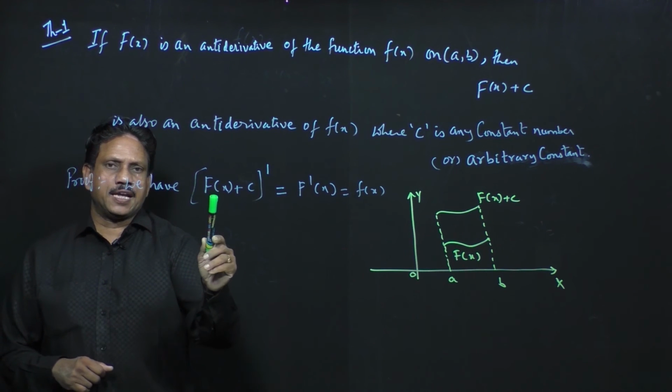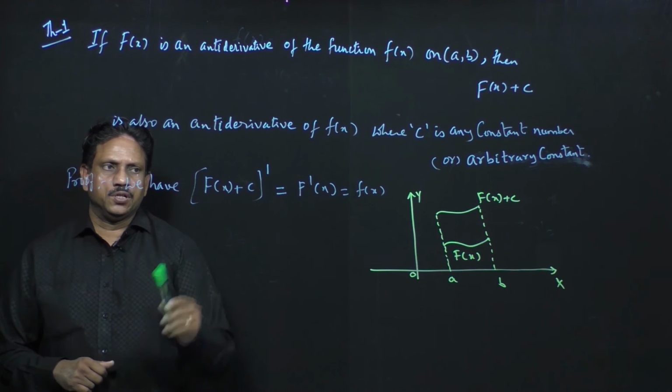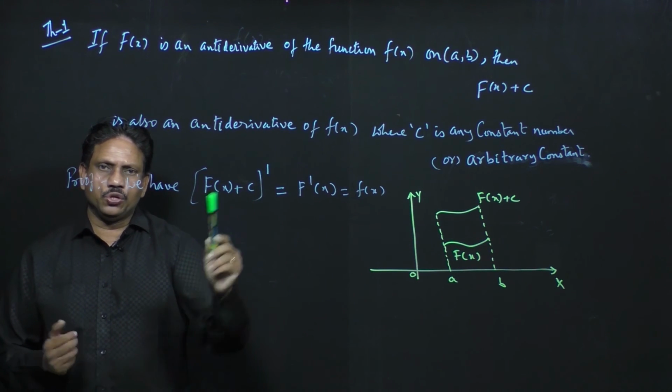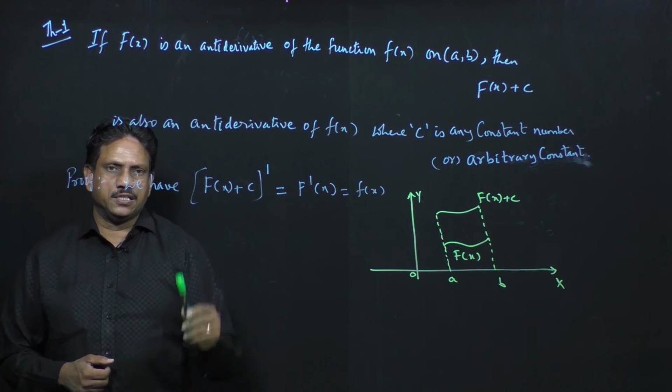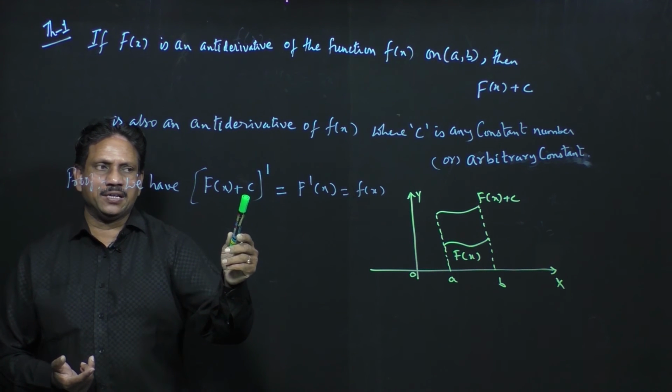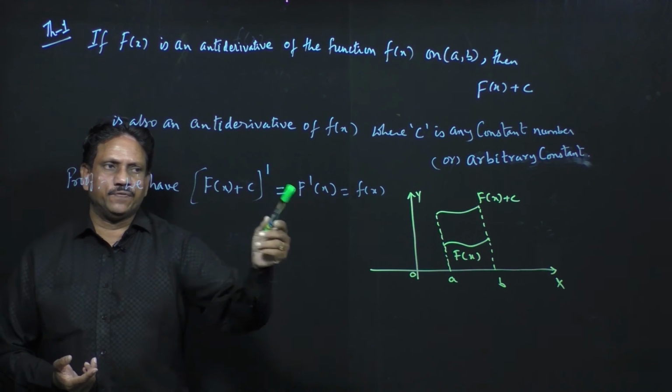We have the derivative of capital F of x plus c. The derivative of capital F of x is f dash x. Any constant's derivative is 0. So I get F dash x, which is nothing but f of x. So whatever number you add here, the differential coefficient comes out only as F dash x.